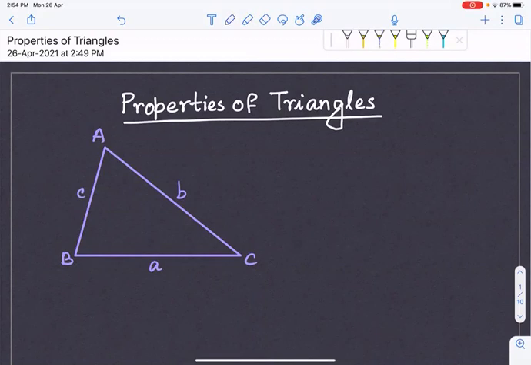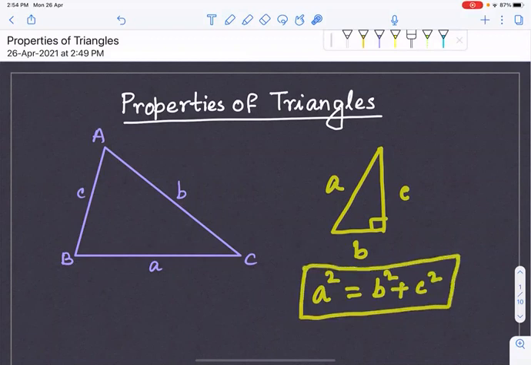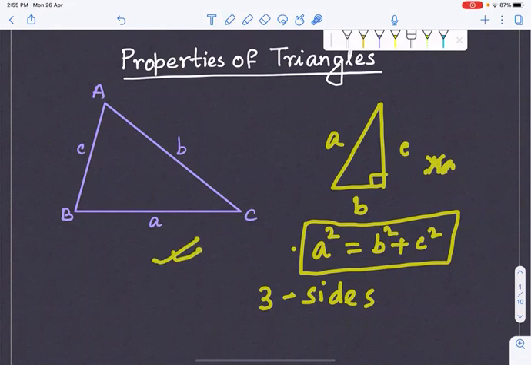Now you know that for any right angled triangle, if I have a right angled triangle like this, and this is my say a, this is b, and this is c, then I can always say that a square equals b square plus c square. That is by Pythagoras theorem. Now this is a relation between the three sides of the triangle. This type of relations we are going to discuss here, but not for right angle triangle, for any triangle. Those results will be true for any triangle.